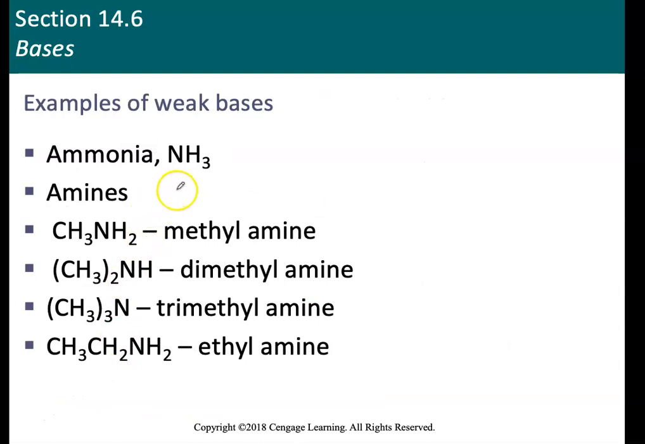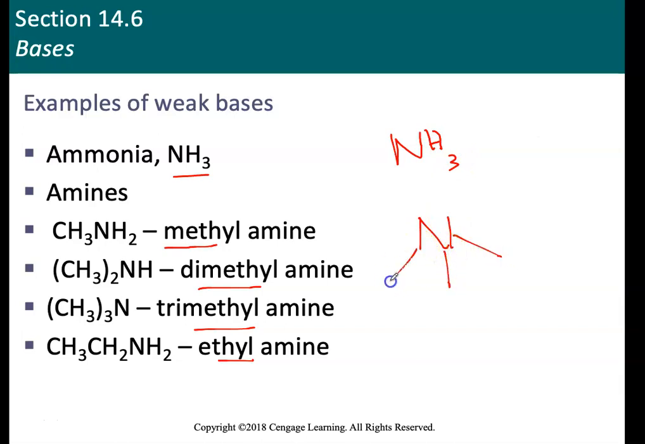Some examples of weak bases. For example, ammonia is a weak base. And the derivatives of ammonia, you'll find that methylamine, dimethylamine, trimethylamine, ethylamine, these are all ammonia-derived molecules. And we know that ammonia has this structure, NH3, which is one N and three hydrogens. Okay, and then the lone pair.